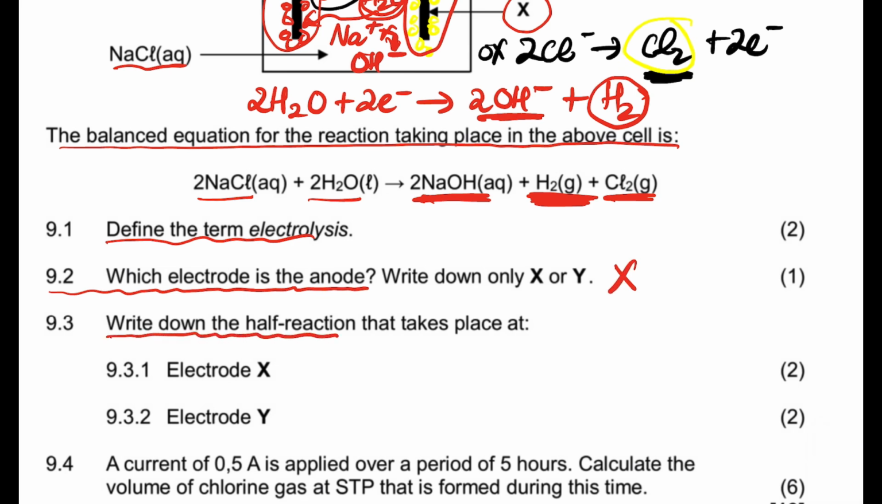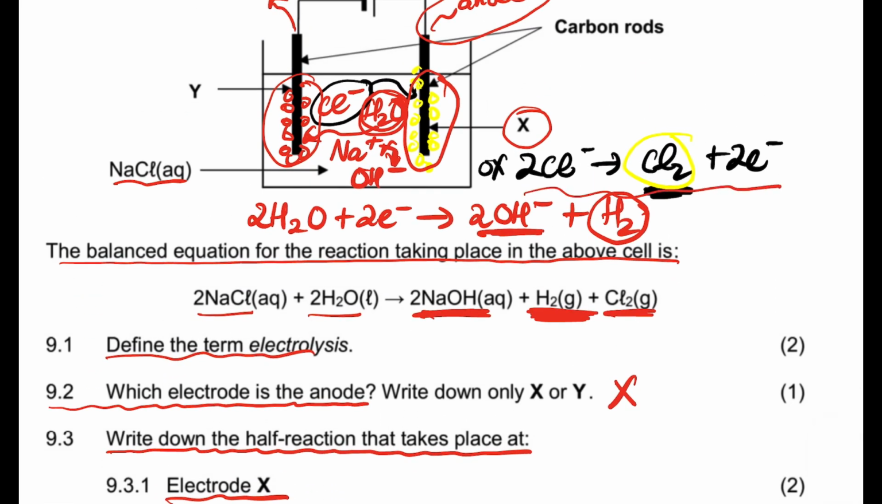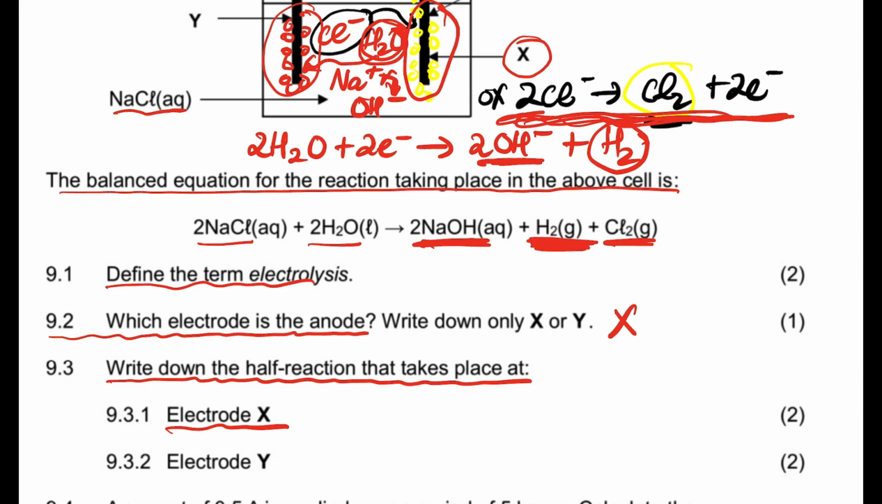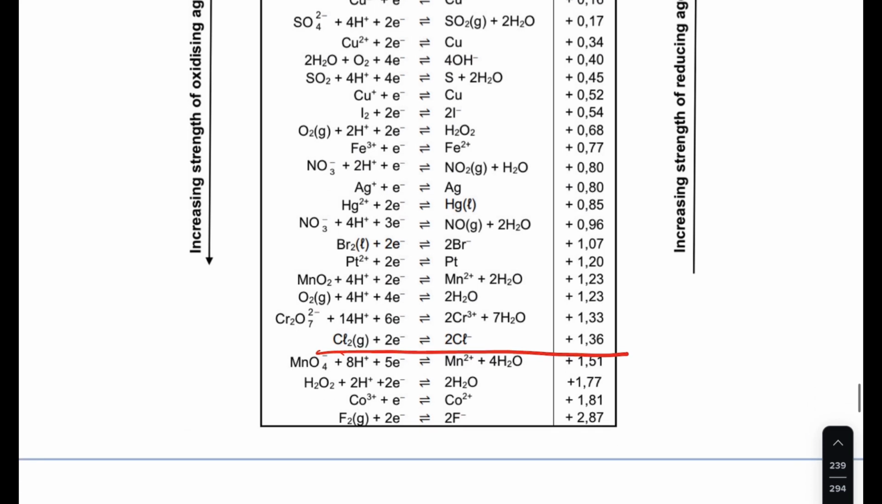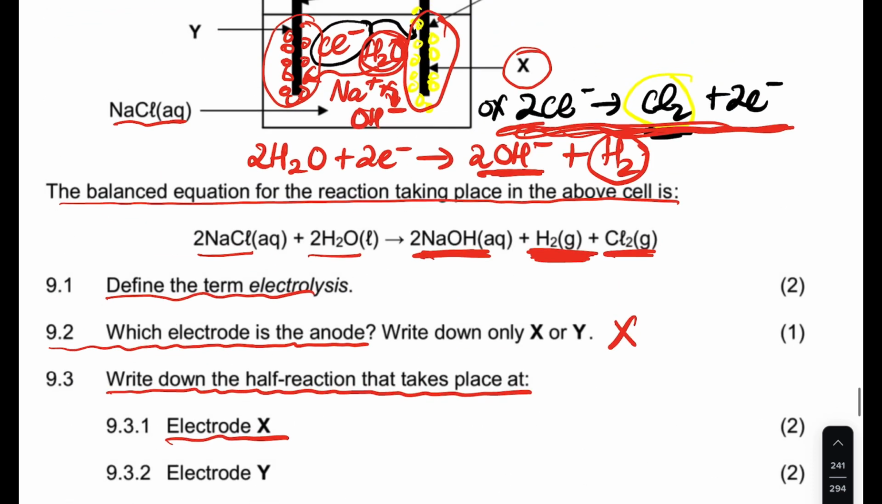It says write down the half reaction that takes place at electrode X. This is the half reaction that takes place at electrode X, right? This is the answer, guys. I'm not going to write it again, and you can get this from the table. You don't have to memorize. Where's the table? Do you see the chlorine? Since it's oxidation, you start this way and you write one arrow and it goes that way. That's what I've written there, right?